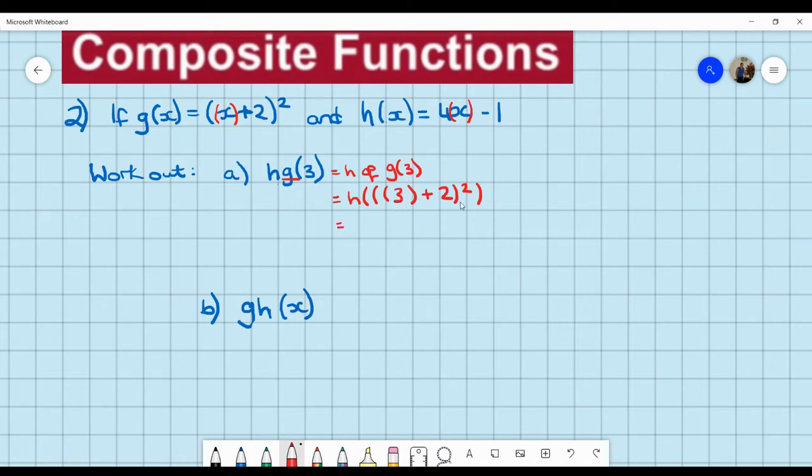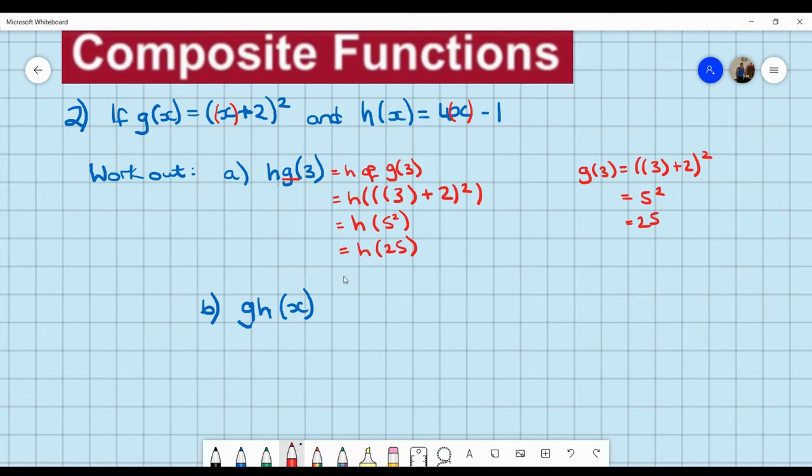So there does look like a lot of brackets there, but don't worry too much about that one. We've then got the 3 plus the 2, which is going to be 5 and squared, which gives me h of 25. Okay, so you can work it out separately. So you can do g of 3 is bracket, bracket 3, bracket plus 2, close bracket squared, giving me 5 squared, which is 25, and then you can just pop it in h of 25.